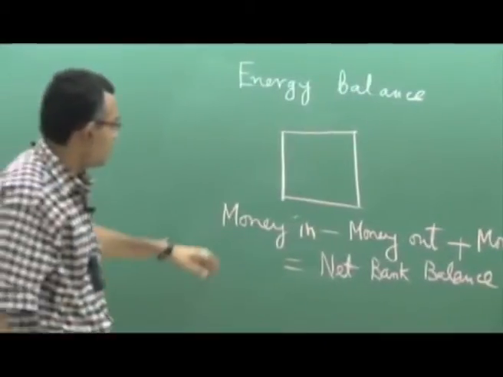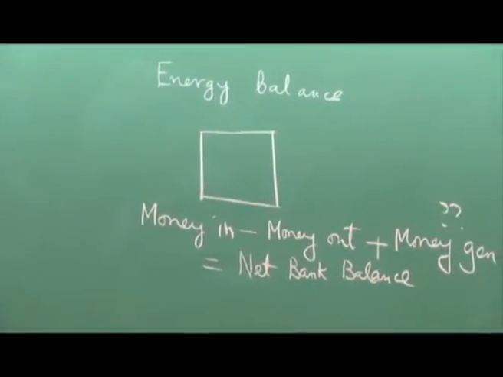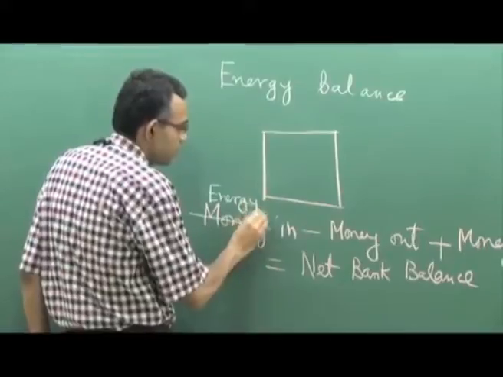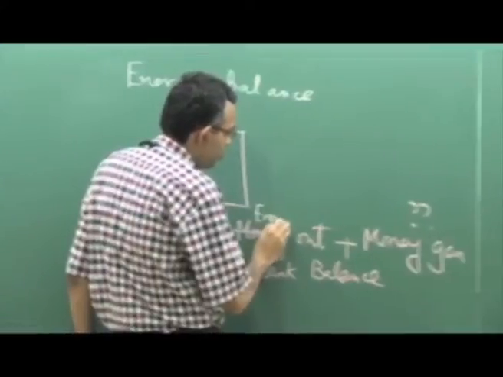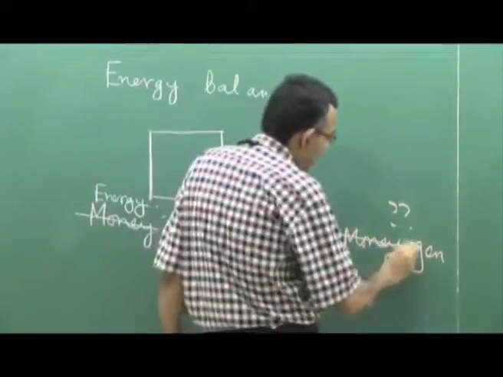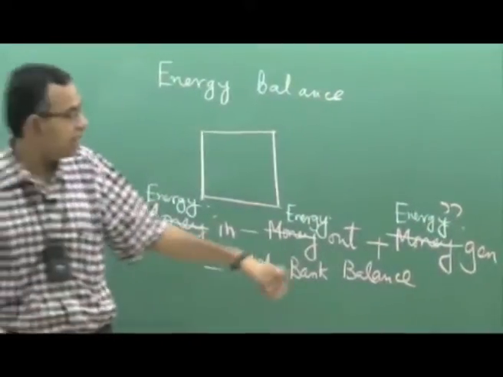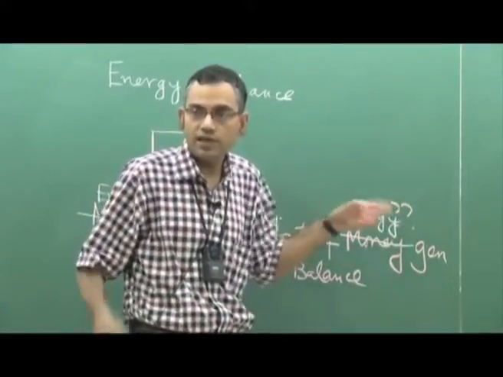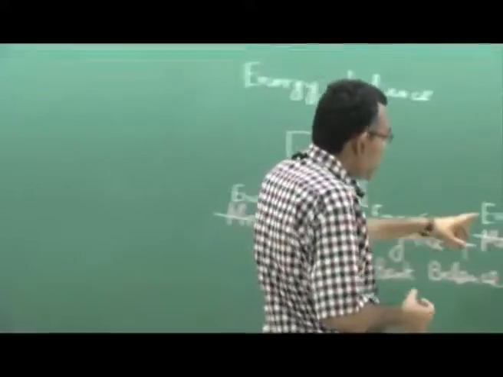So, instead of money in, now you can write energy in, minus energy out, plus energy generated. How can energy be generated? Again, it is a questionable term, it is a very loose way of stating what is happening, because as we all know from our school days, energy cannot be created or destroyed. So it is basically some mode of transfer.